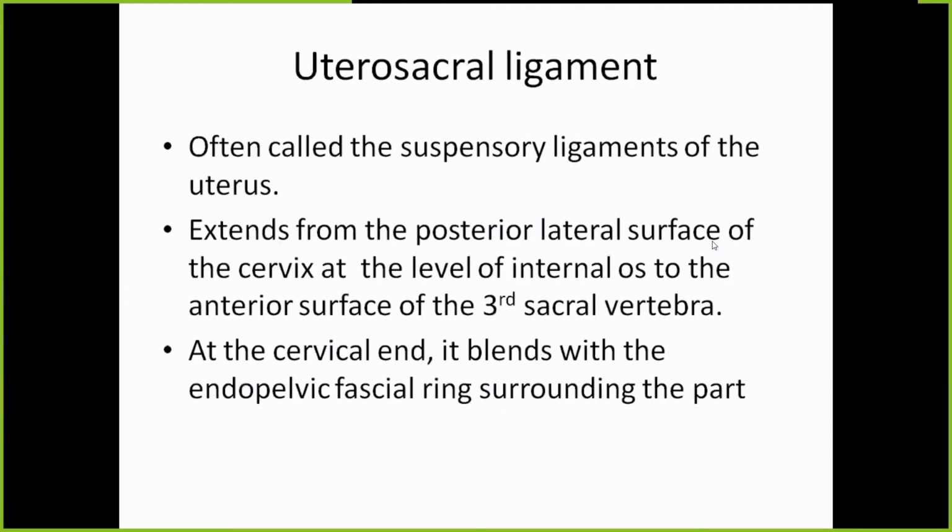Now another is the uterosacral ligament. Another name for it is the suspensory ligament. What is the origin? Origin is from the lateral surface of the cervix at the level of the internal os. And what is the insertion? It is the third sacral vertebra. It blends with the endopelvic fascia ring surrounding part of the supravaginal cervix and the uterus.